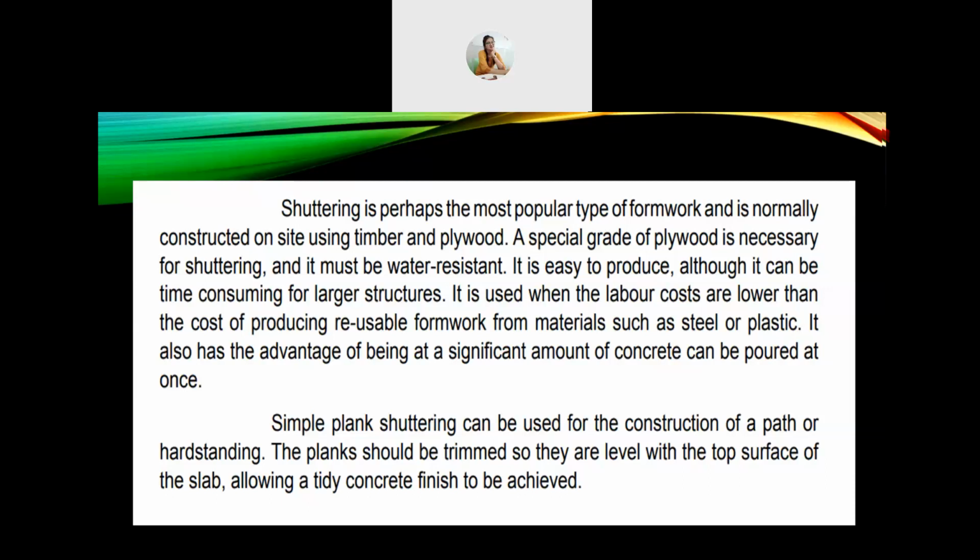It is used when the labor costs are lower than the cost of producing reusable formwork from materials such as steel or plastic. It also has the advantage that a significant amount of concrete can be poured at once. Simple plank shuttering can be used for the construction of a path or hard standing. The planks should be trimmed so they are level with the top surface of the slab, allowing a tidy concrete finish to be achieved.